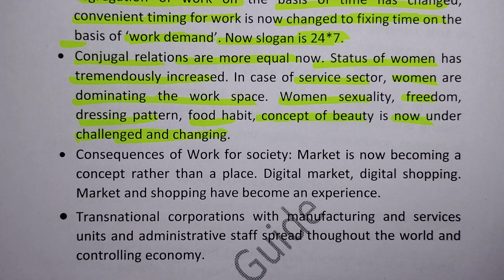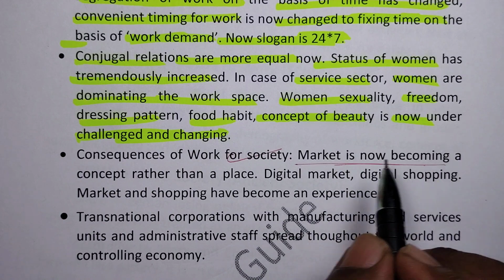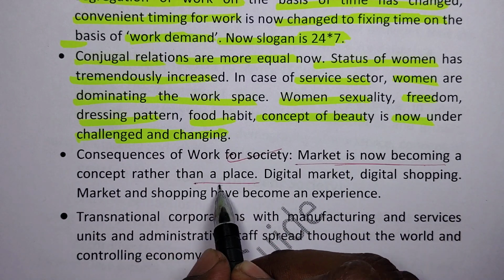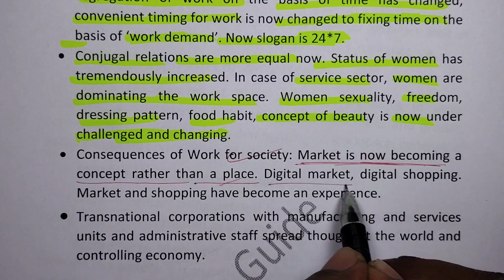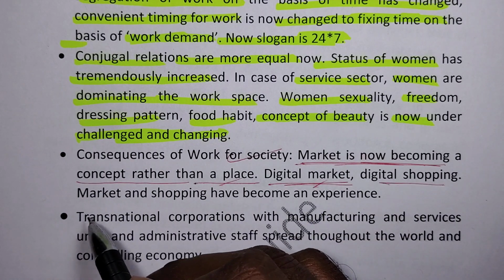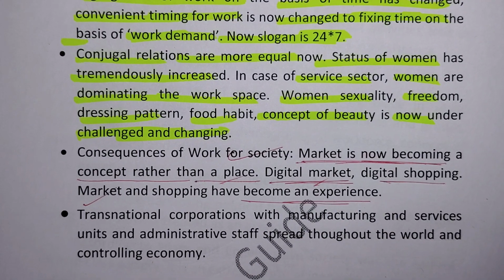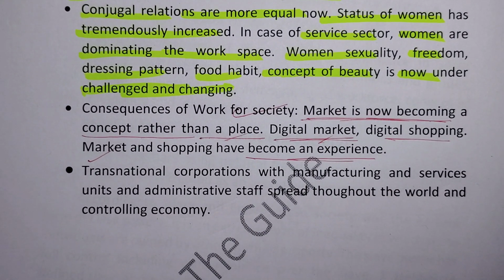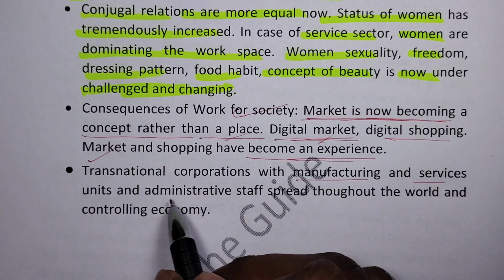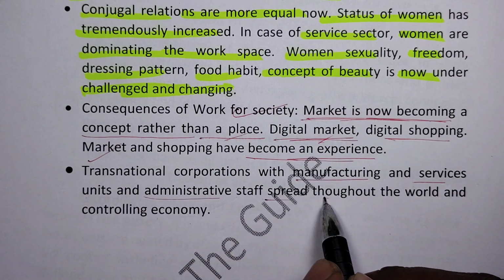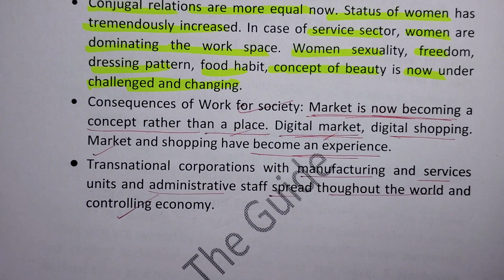Consequences of work for society. Market is now becoming a concept rather than a place. Digital market, digital shopping: market and shopping have become an experience. Transnational corporations with manufacturing and services units and administrative staff spread throughout the world are controlling the economy. It's all about that.